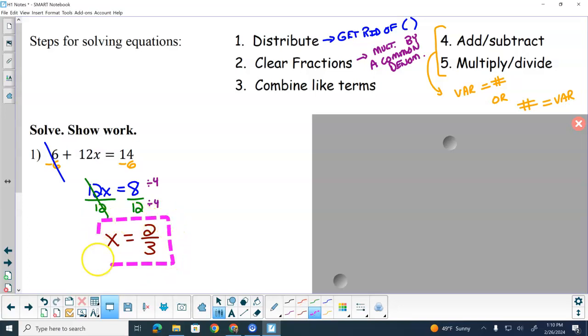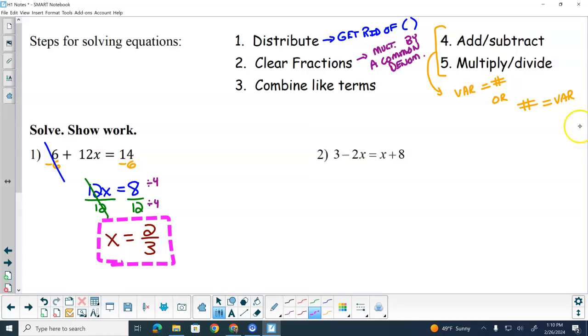There it is. Pink dash box. Nothing like that good right answer at the end. Okay. You try number 2. You've got your steps on your sheet and the steps on the board. Start with distributing.